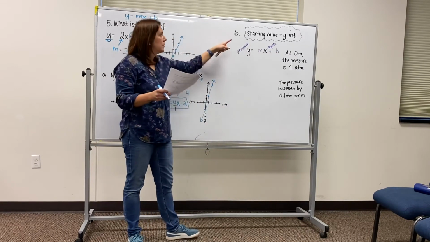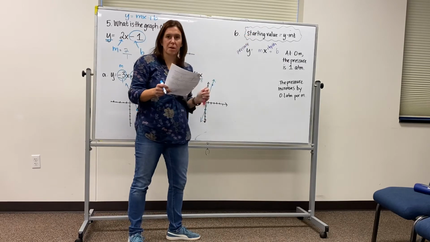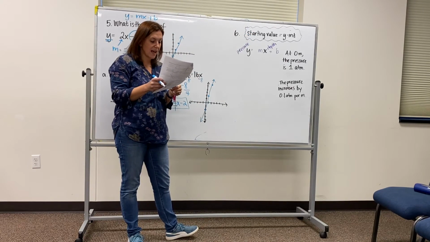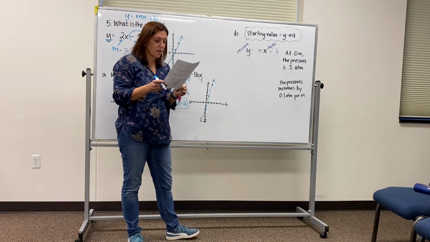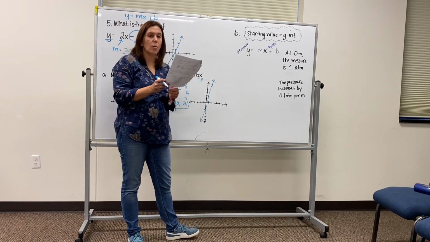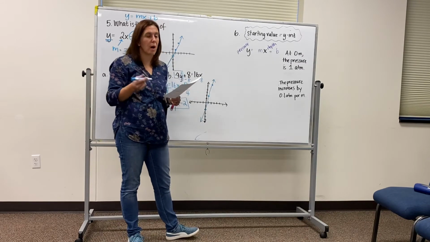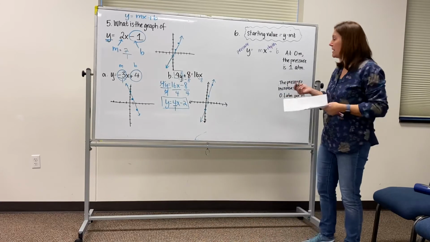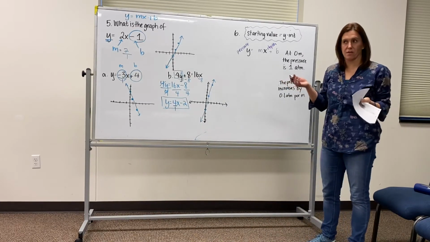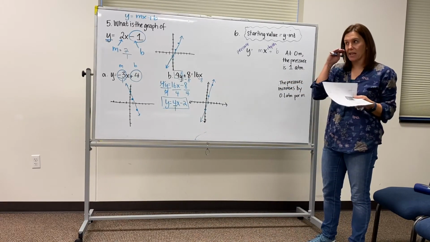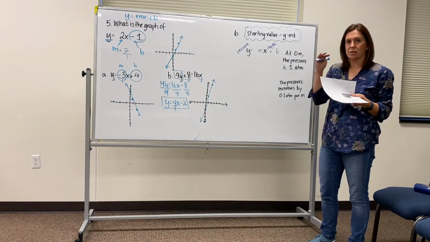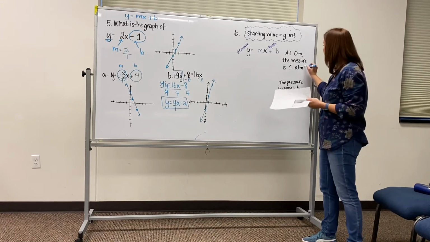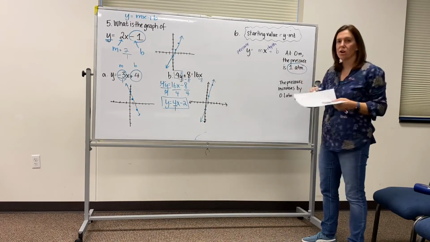Well, my starting value is always my y-intercept. So in this case, it says at 0 meters, the pressure is 1 ATM or 1 atmosphere. Okay, well that's my starting point, because if I am diving below the surface of the water, my starting point is at 0 meters because I'm at the surface of the water. So this is my starting point.